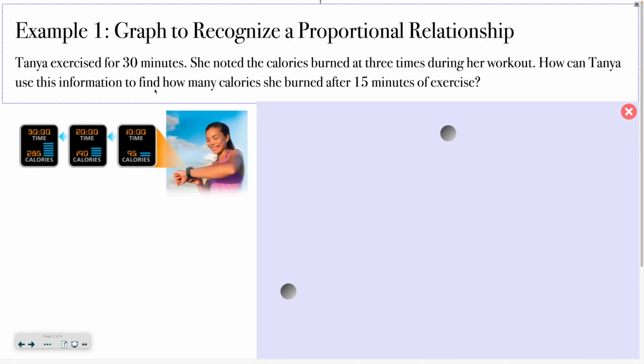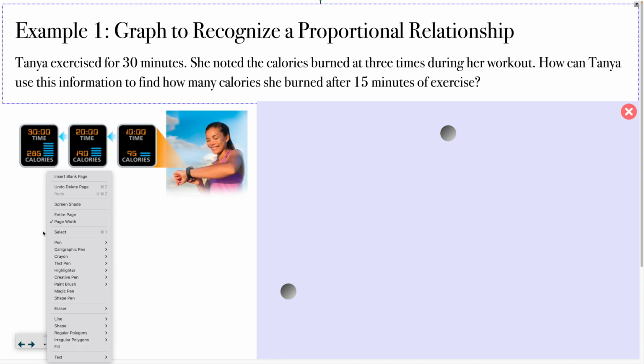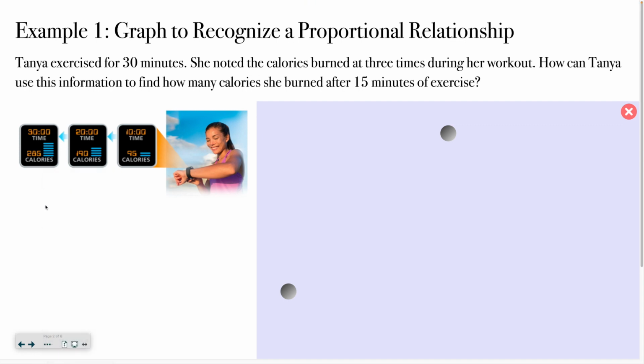So we are going to start with this very first example here. Tanya exercised for 30 minutes. She noted the calories burned at 3 times during her workout. How can Tanya use this information to find how many calories she burned after 15 minutes of exercise?